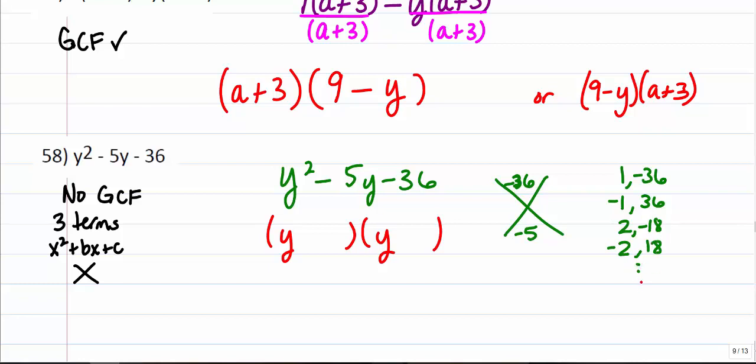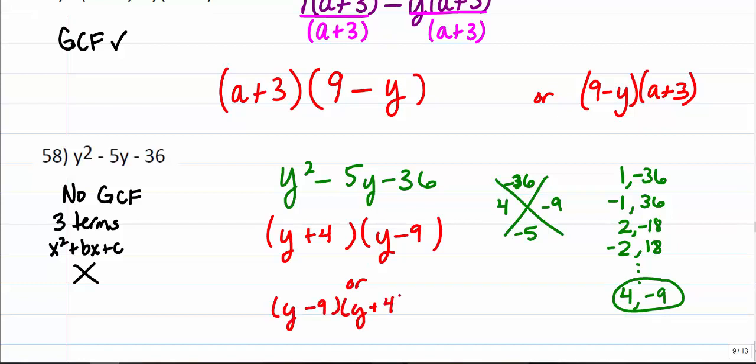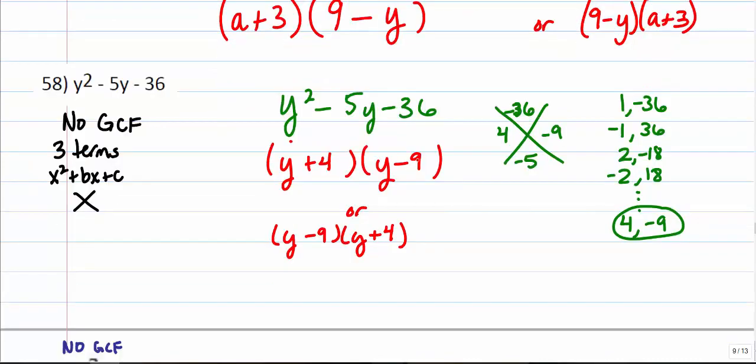And if you think about it long and hard enough, you will find that 4 and negative 9 are going to be your numbers. So I'm going to have y plus 4 times y minus 9. Or again, y minus 9 times y plus 4. And so these two give you y squared. These two not only give you negative 36 when you multiply them, but they also give you negative 5 when you add them. So you can always check by FOILing.